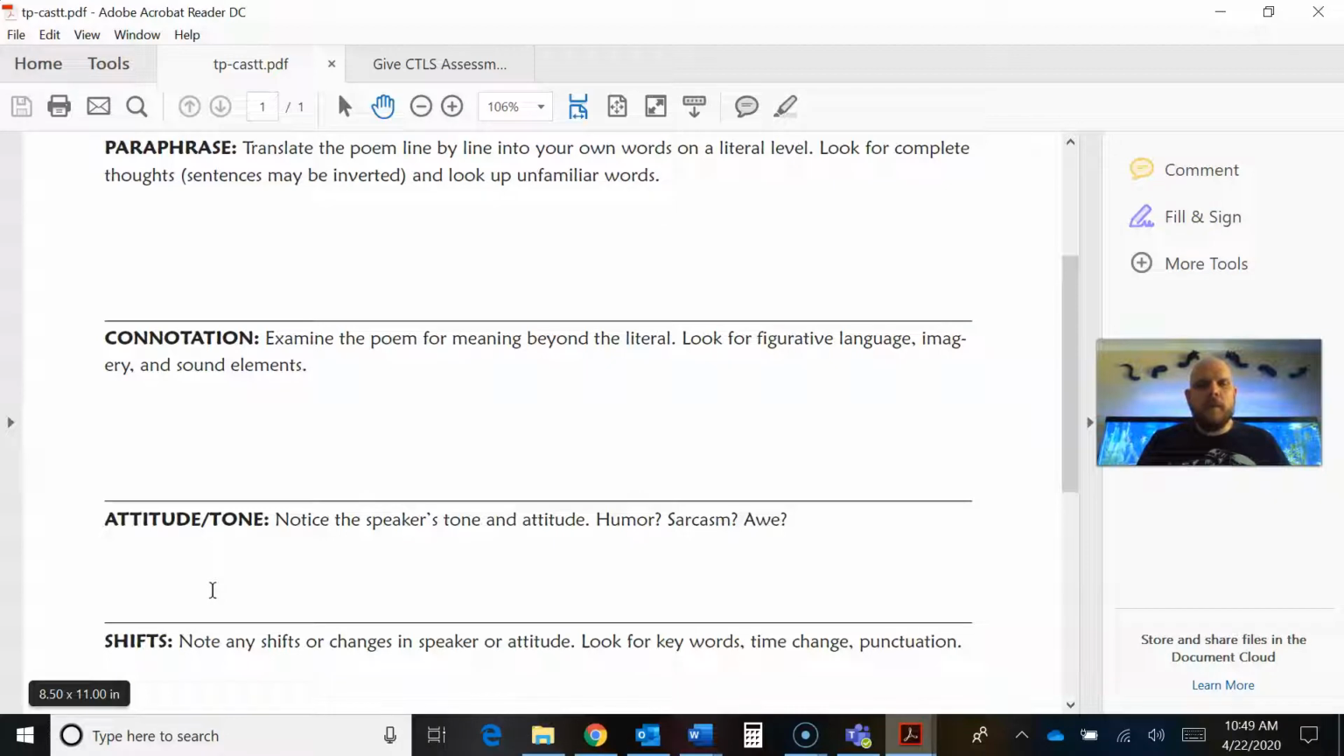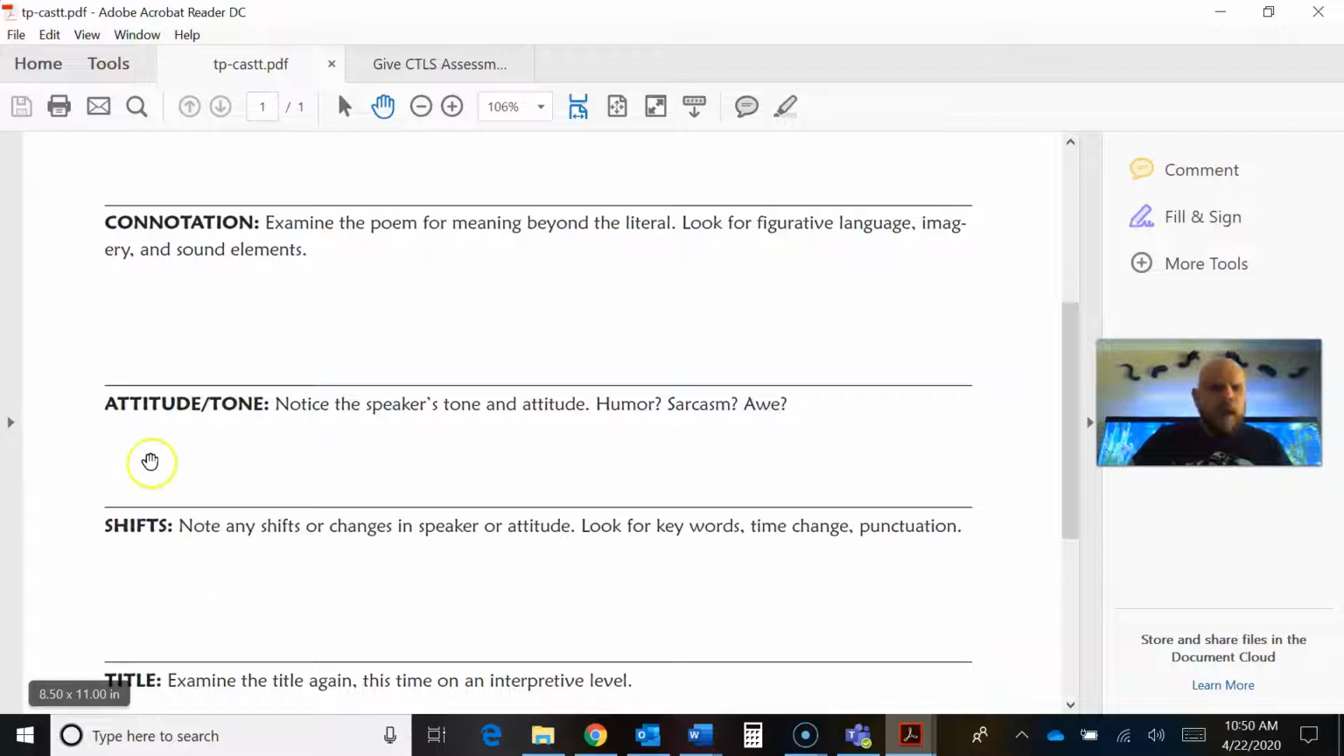So you want to look at their tone, attitude. Is it sarcastic? Is it humorous? Is it in awe of something, describing this wonderful sunrise or something like that? What is the attitude or the tone that the speaker is putting into the poem that you've read?